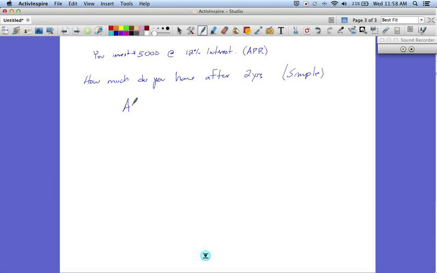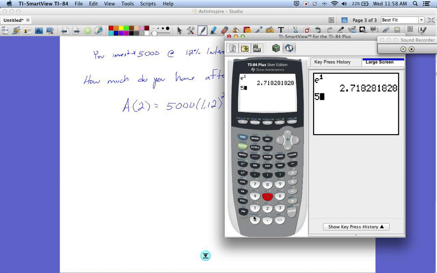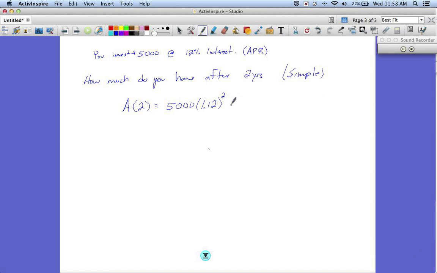So our amount after 2 years is 5,000 times, well, 12%, that means I'm at 1.12, right? 1 plus R to the second power. All right, so 5,000 times 1.12 to the second equals $6,272. Pretty good. Okay, that's your money after 2 years.